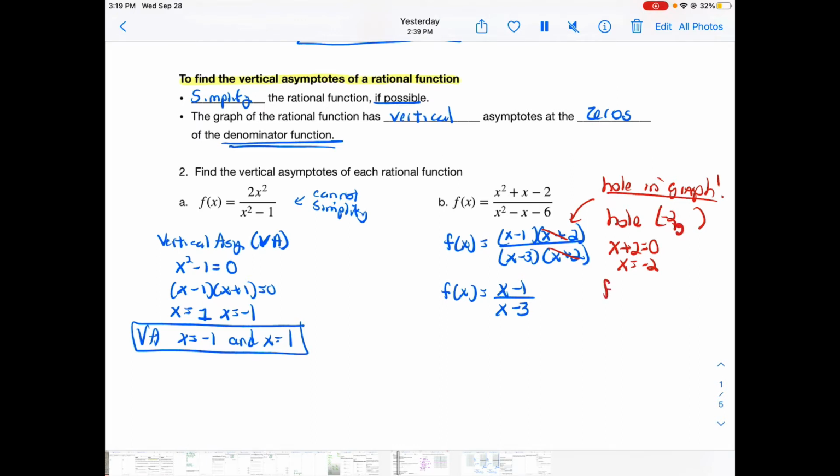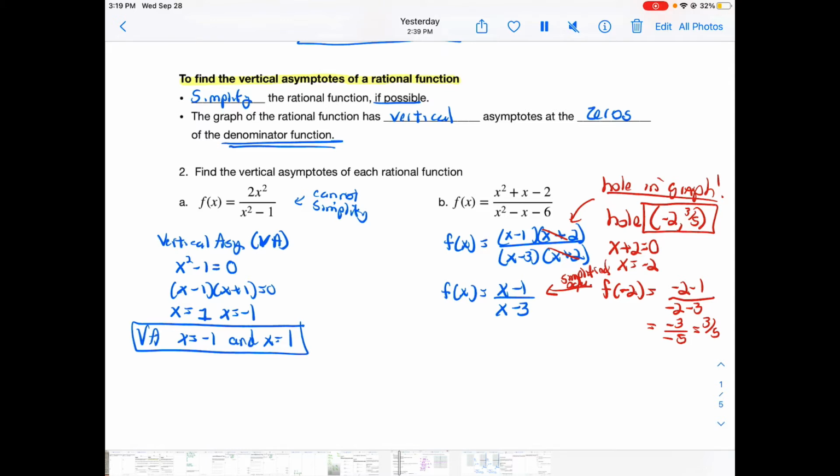Now to find the y value of the hole, I'm going to take negative 2 and plug it back into my simplified function. So it always plugs into the new function, the simplified function. So when I replace every x with negative 2 in this function, I get 3/5. So I have a hole in the graph at the point negative 2, 3/5. Okay, what does that mean in terms of the graph?